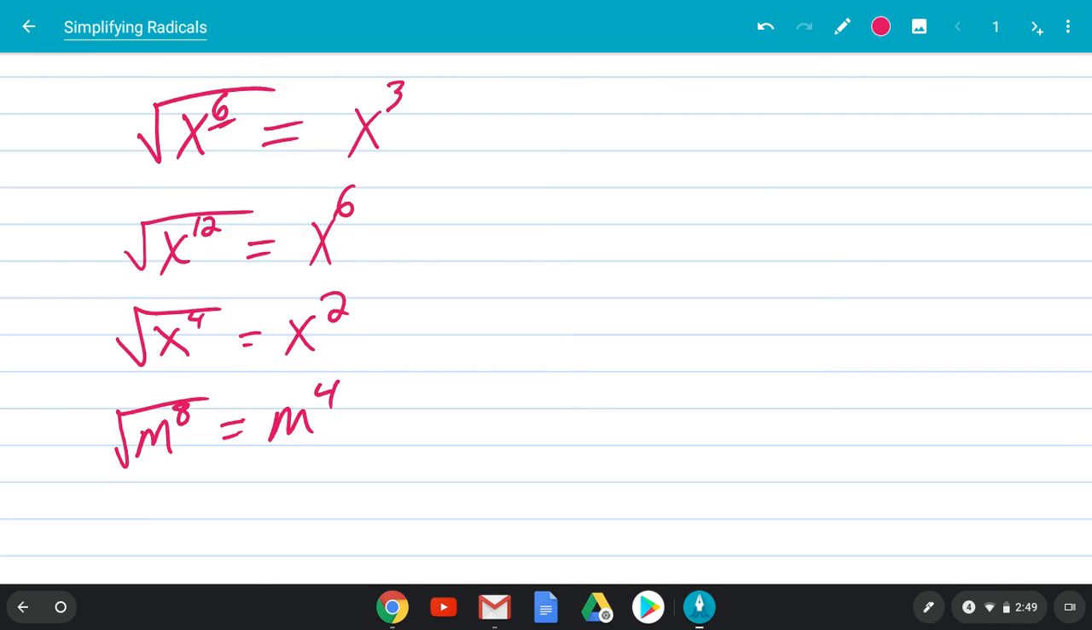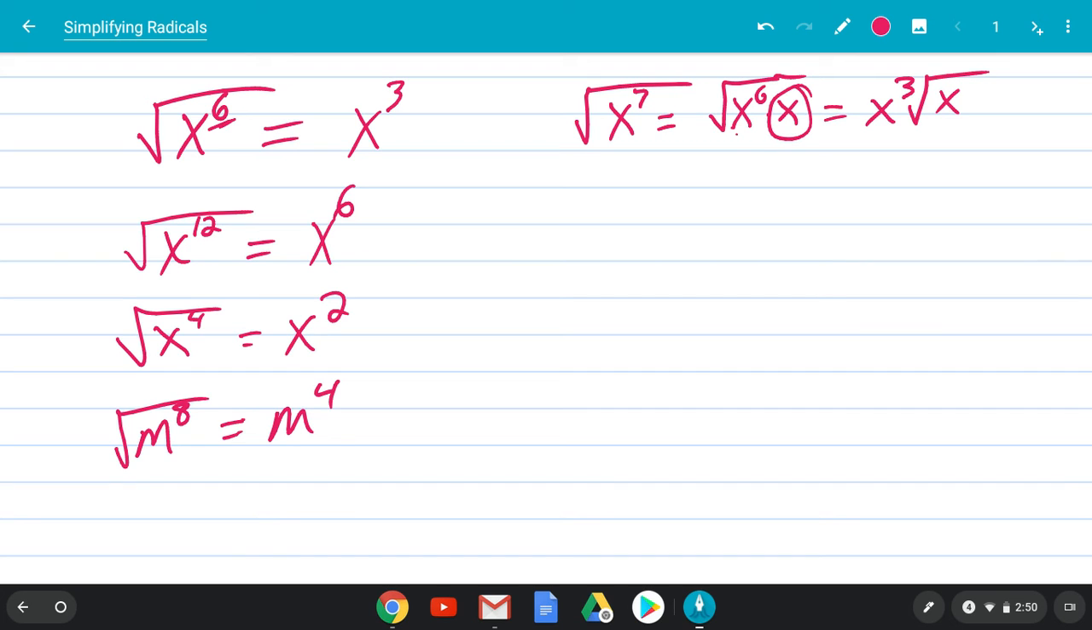Here comes the one people sometimes have difficulty with. What about if I have x to the 7th? Well, we could rewrite that as x to the 6th times x, right? And then this x to the 6th, we already know we can pull out x cubed. And we have to leave this one inside by itself. Okay, so how about the square root of x to the 9th?